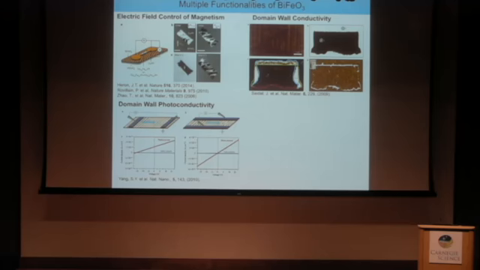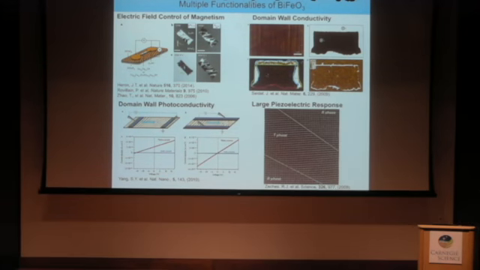These domain walls are not only conducting, they can also be photoconducting, and there's lots of work attempting to use bismuth ferrite as a novel photovoltaic, where you get enhanced photocurrents due to the internal fields, or that's the idea.